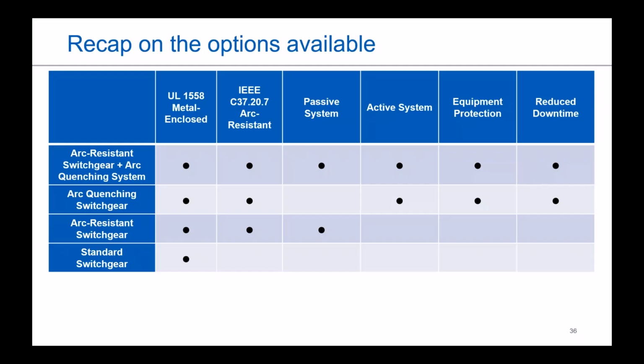Arc resistant, you've got a passive system. It's solely focused on personnel protection and getting the energy away from anyone that is around the equipment. And then you move to arc quenching switchgear, which is your active system. The idea is that this reacts much quicker. Most of the time, it's going to lead to protecting your equipment, not just the folks that are around the equipment, and potentially even reduce downtime. And then there's the crazy option: if you want to have both a passive and an active system in place, that is certainly available.